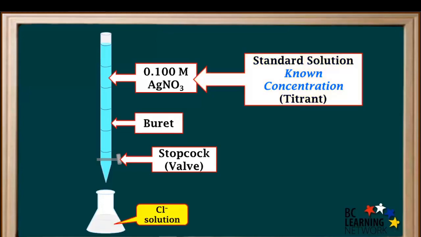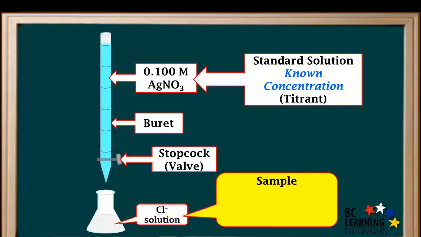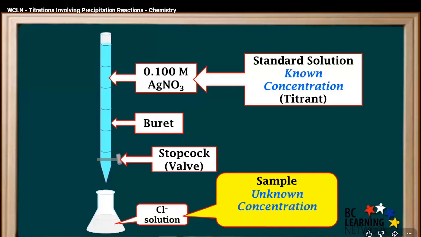In this titration, a solution containing chloride ions is added to an Erlenmeyer flask and placed under the burette. The solution in the flask is called the sample. Do we know the concentration of the sample solution? No. It's the solution with the unknown concentration. It can also be called the analyte, because this solution is being analyzed to find out the concentration of chloride ions in it.